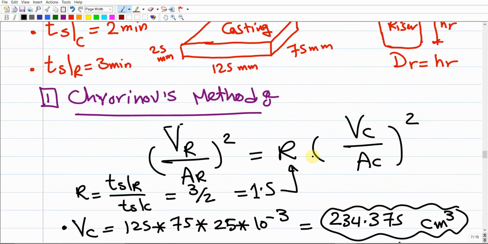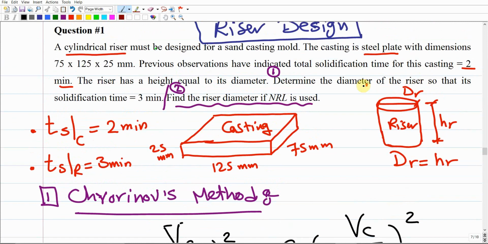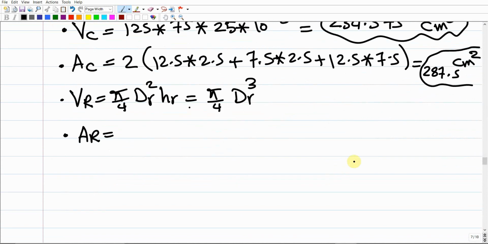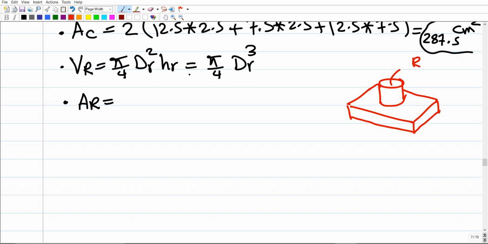This is a little bit tricky, and there is something we have to consider when we calculate the surface area of the riser. If you remember, we said that the riser would be located on the top of the casting to keep feeding the casting, or it would be on the side. We explained over the slide that the riser could be located on the top of the casting. So this is the casting, and the riser is located on the top of the casting. This is the riser, and this is the casting, right? This is option 1.